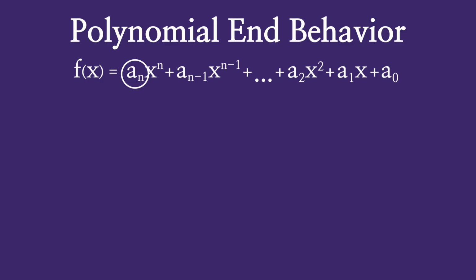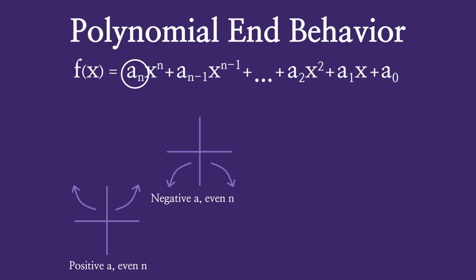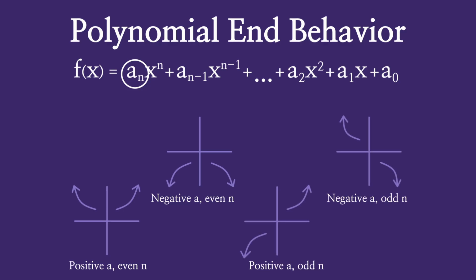If the highest power is even, then both ends of the polynomial reach towards the same infinite y. If the coefficient is positive, they both reach for an infinitely positive y. And if the coefficient is negative, they both reach for an infinitely negative y. If the highest power is odd, then both ends reach for opposite infinite y's, with the sign of the coefficient determining which side of the graph reaches towards negative infinity and which side reaches towards positive infinity.